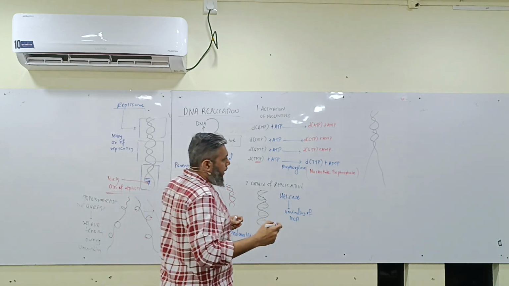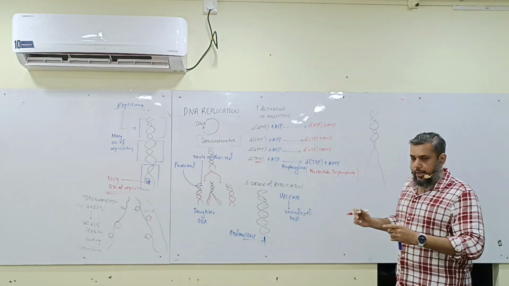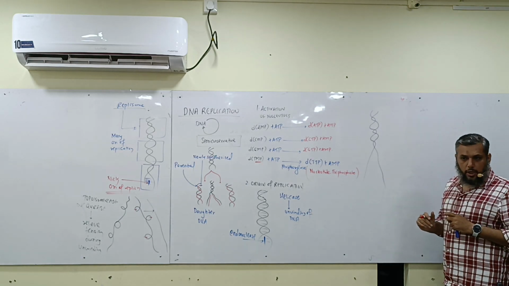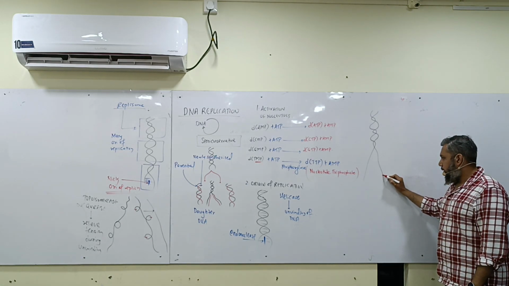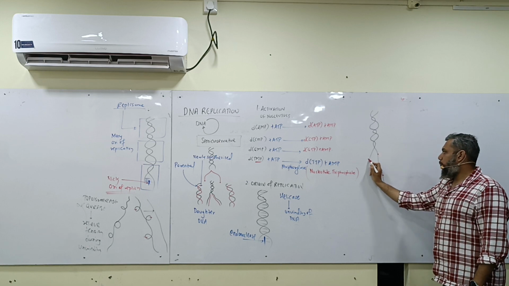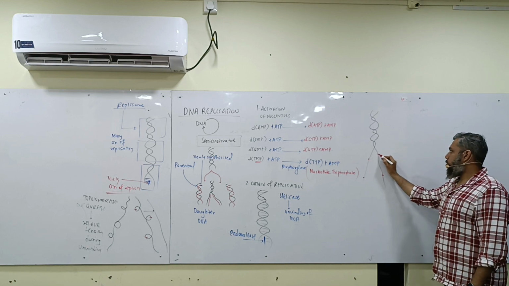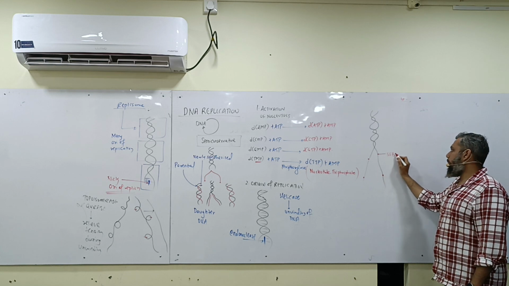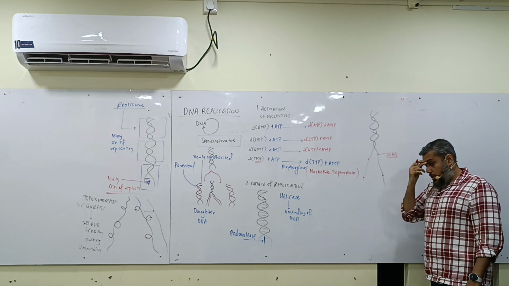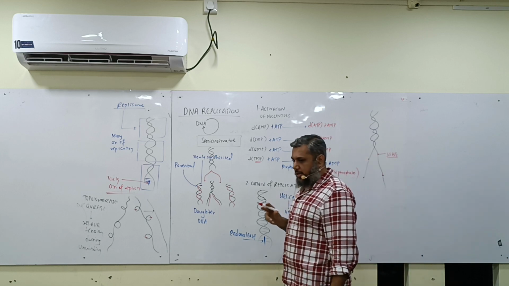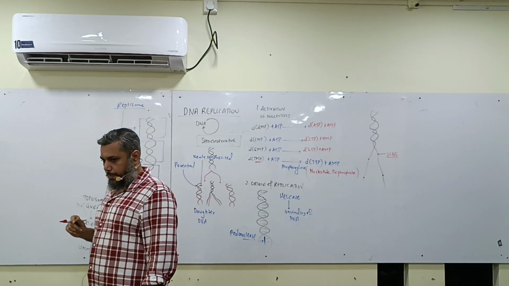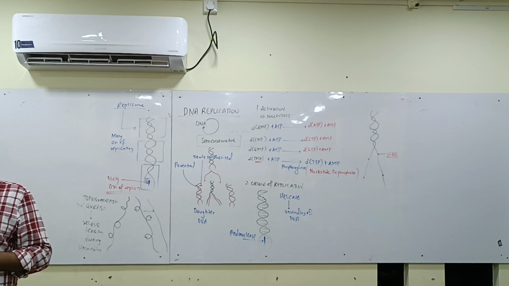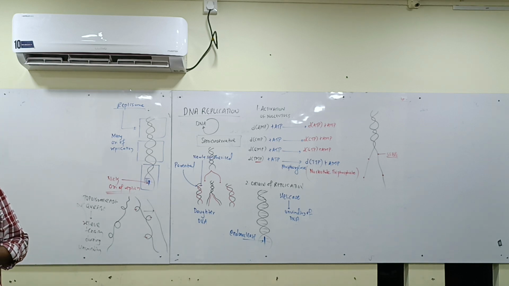Now there is a possibility that they can once again join. In order to prevent that, there will be another group of proteins which is called SSBPs. How is it called? SSBPs. Single strand binding proteins. What will these single strand binding proteins do? They'll prevent the two strands from joining with each other.